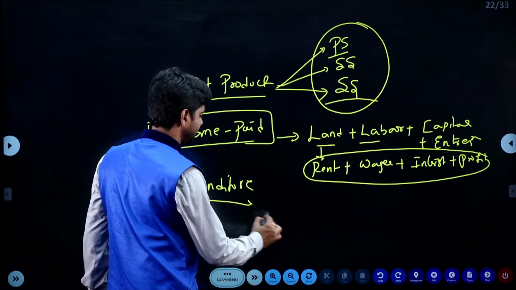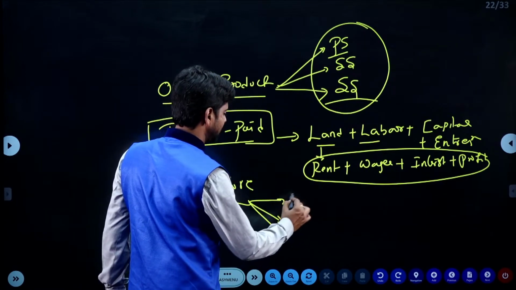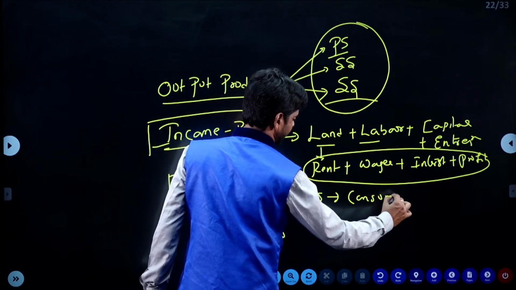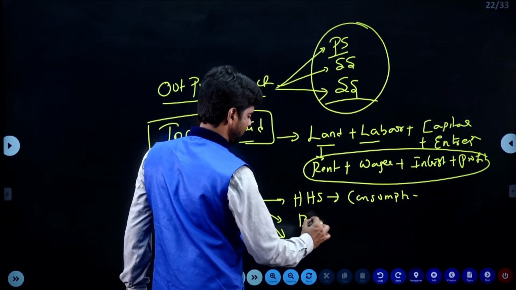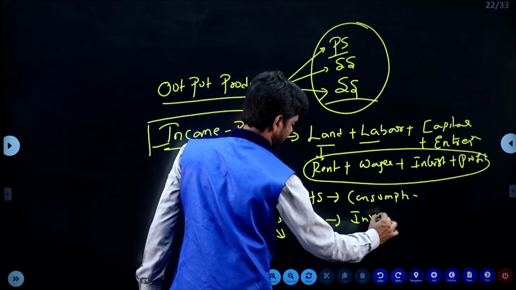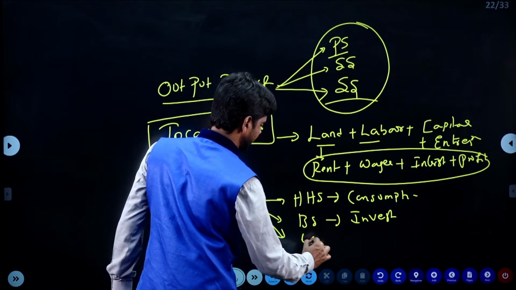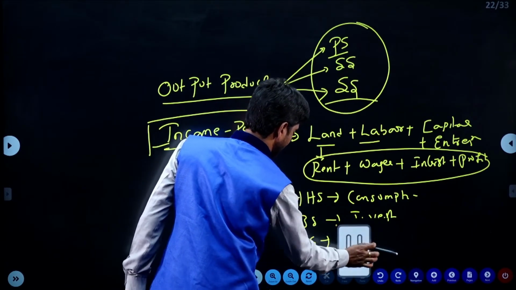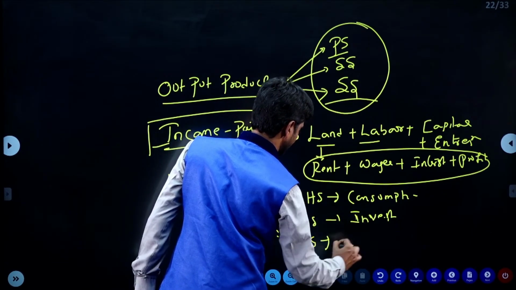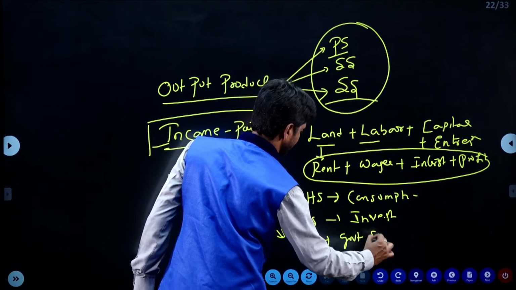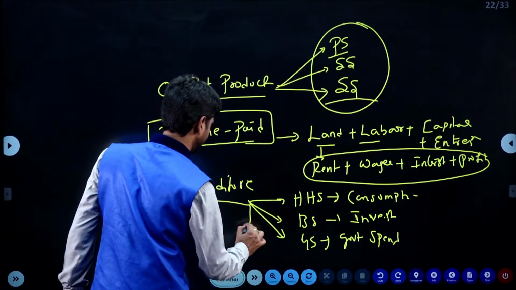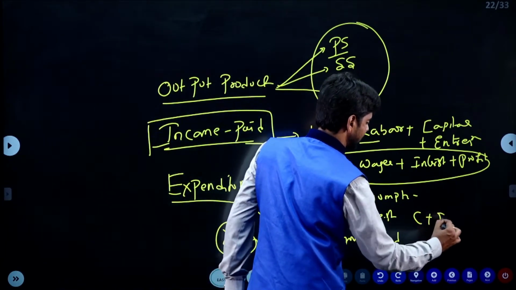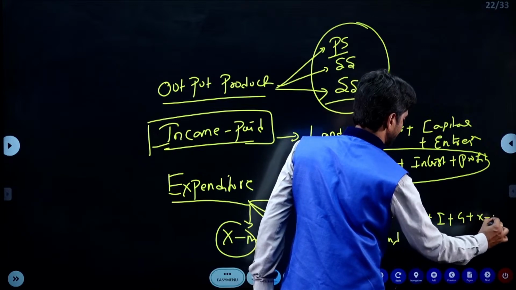And finally, the expenditure is done by how many sectors, guys? Obviously the household sector, by consumption; the business sector, which will try to invest; and the government sector, which will spend. C plus I plus G, where G is government spending. And finally, X minus M, exports minus imports. C plus I plus G plus X minus M. So this is known as the C plus I plus G plus X minus M method.